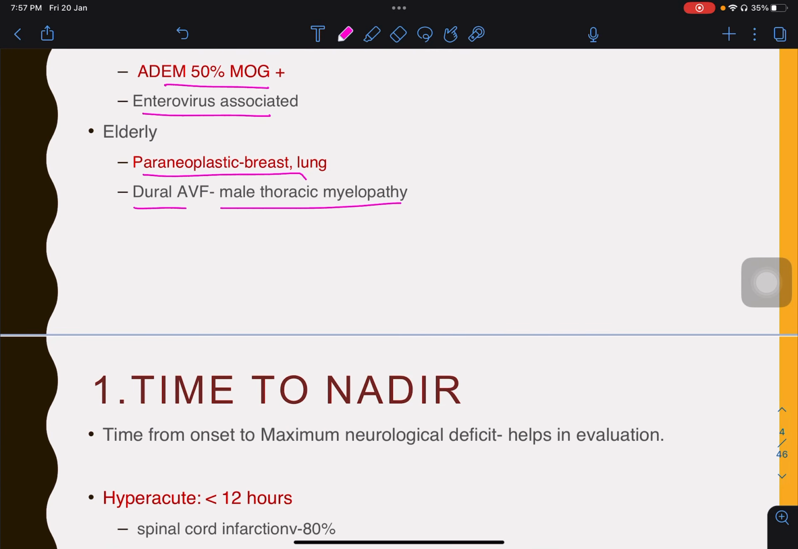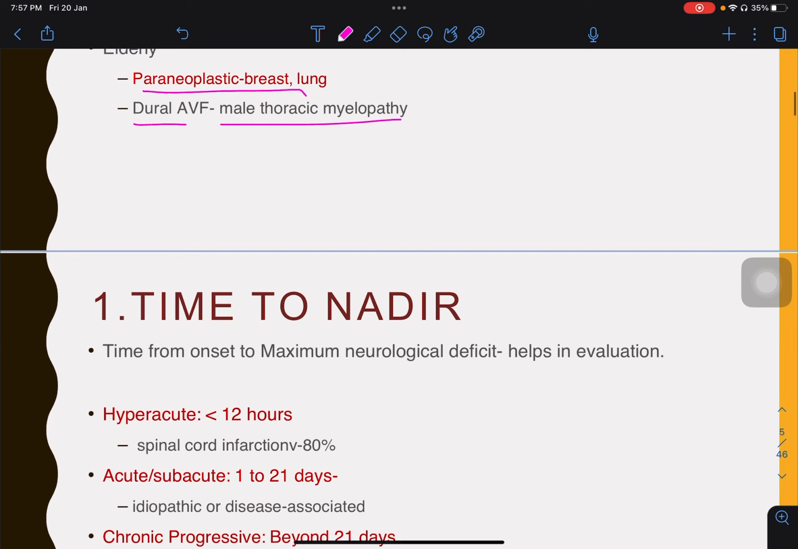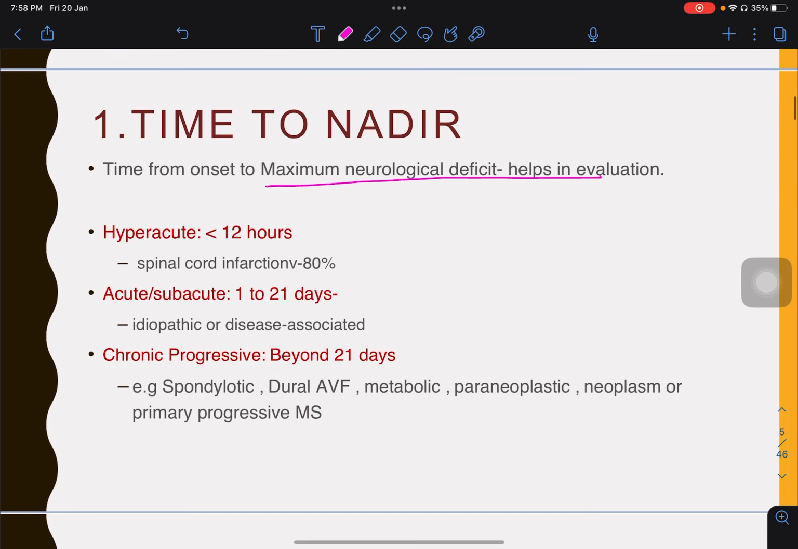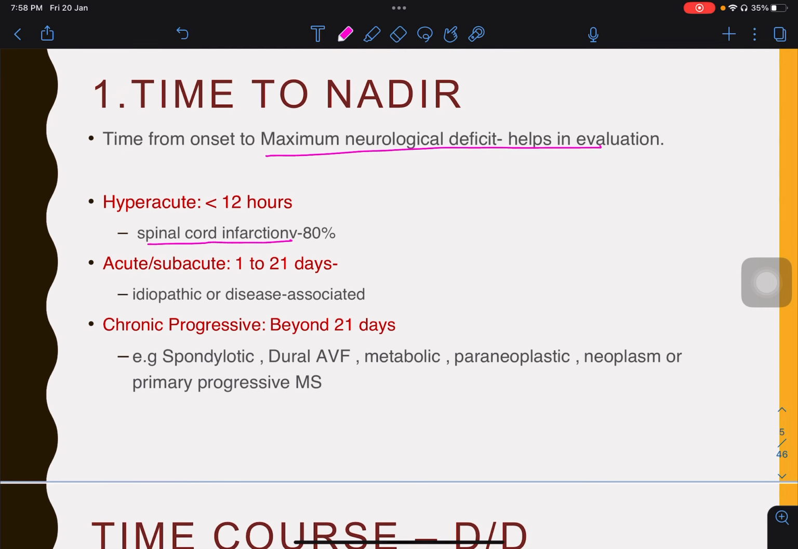We'll talk in 10 points regarding immune myelopathies. So first is time to nadir: the time from onset to maximum neurological deficit. It helps in evaluation. Hyperacute is less than 12 hours. So the most common is spinal cord infarction, a vascular etiology. Second is acute or subacute.